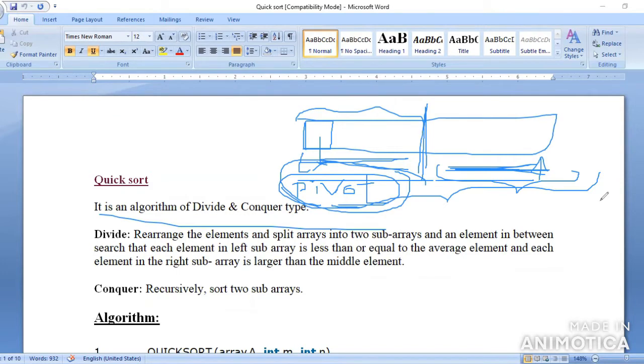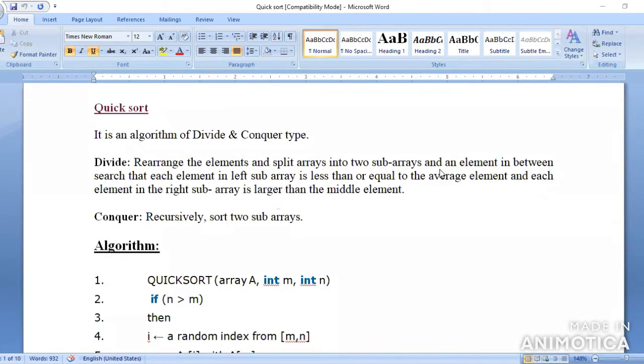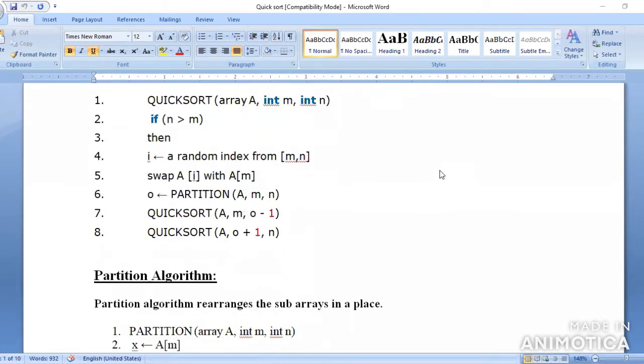So this is the divide and conquer methodology in the quick sort algorithm. Now you can go to the problems. Next is the algorithm. Quick sort can be used as an efficient sorting method.